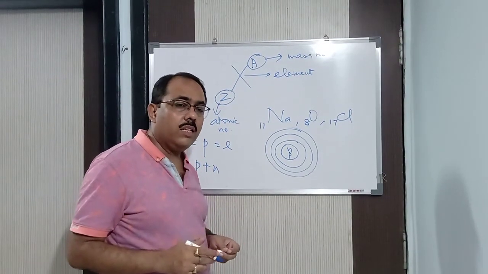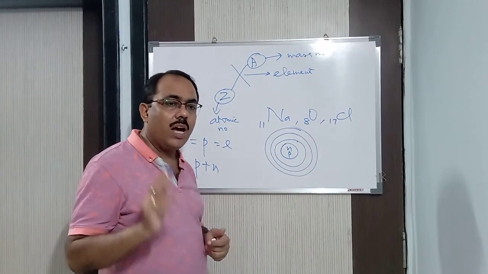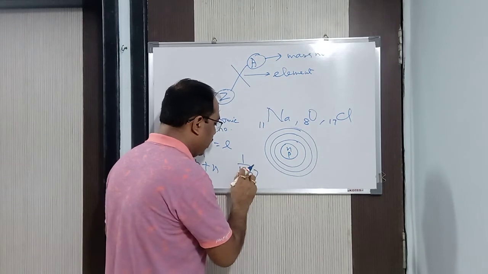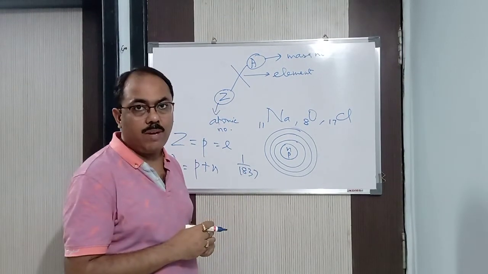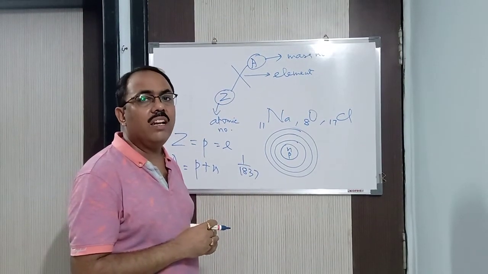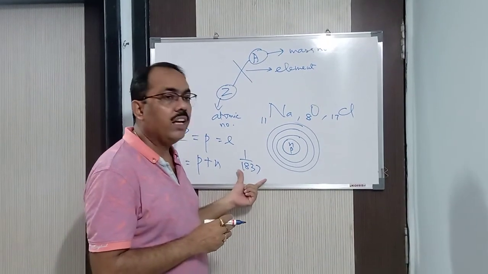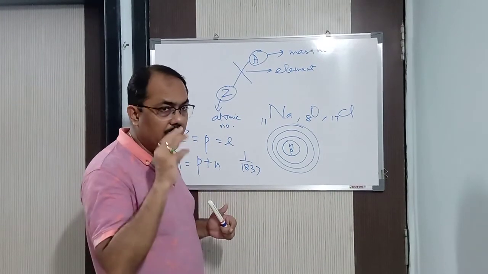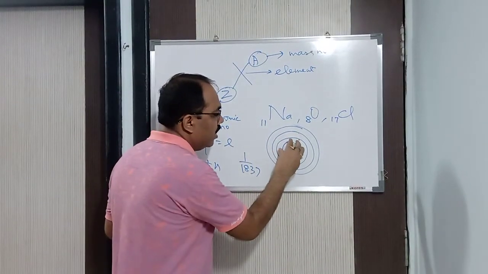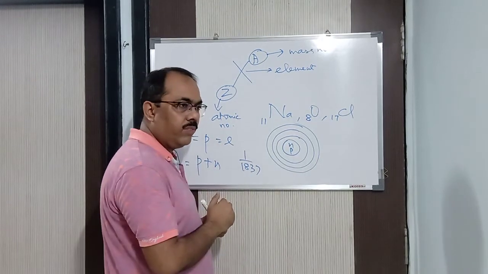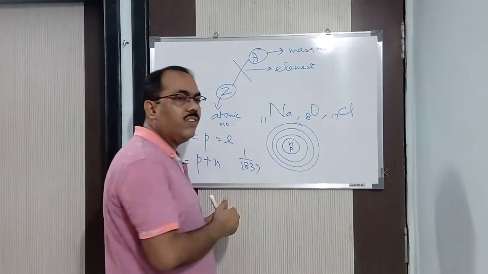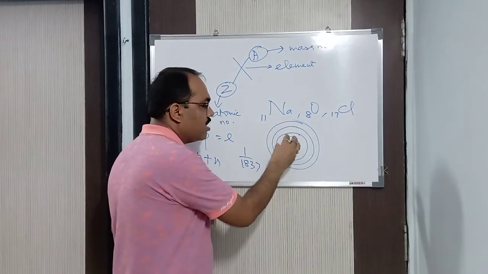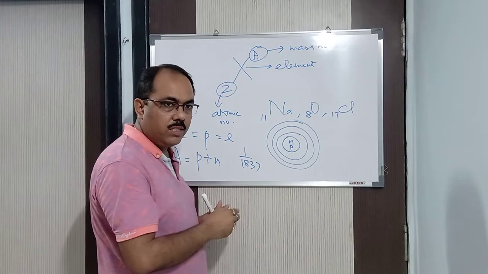Yesterday, in the last class, you studied that the mass of an electron is 1 by 1837 times that of a proton. Alright, it is negligible. The mass of an electron is very negligible. For that particular reason, listen carefully, the entire mass of an atom is constituted in the nucleus itself. So when I say atomic mass or mass number, I mean the mass of the nucleus.